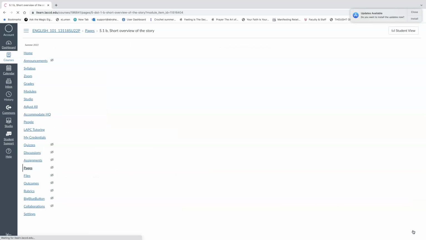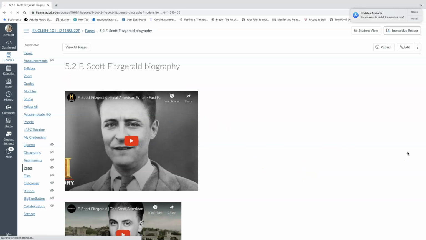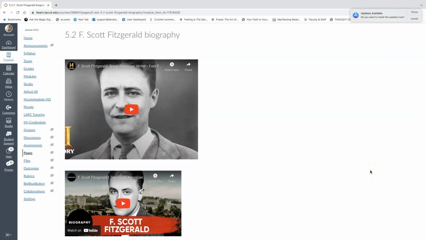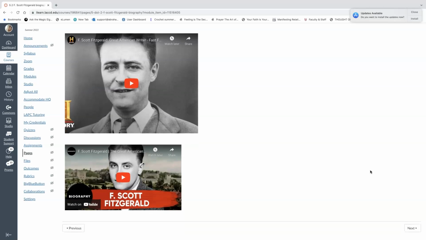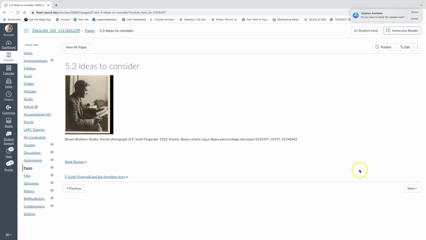And so in this chapter, there's an overview of the short story here. There's a video. And I did include some biographical information about F. Scott Fitzgerald, who wrote the story, that might be of interest to you. And I also included ideas to consider. And there's 2 book reviews on the short story of Benjamin Button. So please read those and take good notes for those.